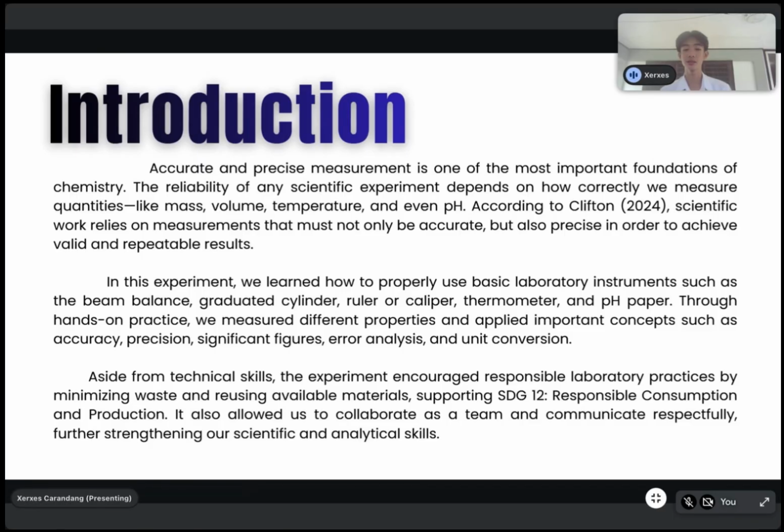Aside from technical skills, the experiment encouraged responsible laboratory practices by minimizing waste and reusing available materials, supporting SDG 12, responsible consumption and production. It also allowed us to collaborate as a team and communicate respectfully, further strengthening our specific and analytical skills.